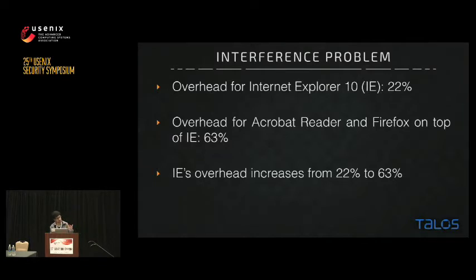The first experiment we did was to measure the overhead for a single process. In this case, we chose Internet Explorer 10, and the overhead was 22%. Then we measured again the overhead for the same application, but while monitoring two additional applications, like Acrobat Reader and Firefox. In this case, the overhead for the application jumped from 22 to 63%. So the overhead increases a lot, and this is something that we need to solve.